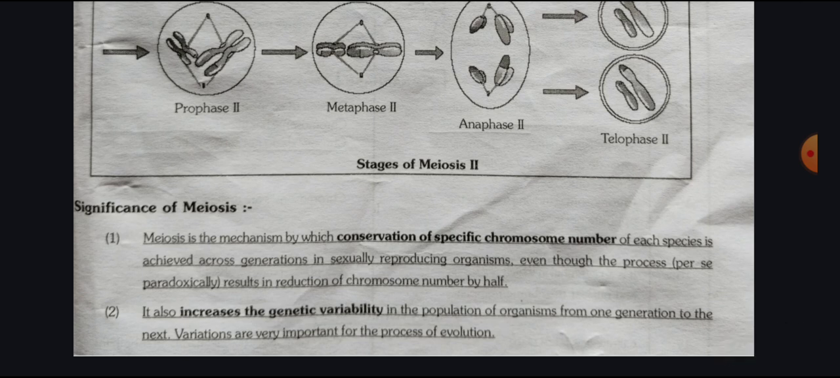Significance of meiosis. Number one, meiosis is the mechanism by which conservation of a specific chromosome number of each species is achieved across generations in sexually reproducing organisms, even though the process paradoxically results in reduction of chromosome number by half. Number two, it also increases the genetic variability in the population of organisms from one generation to the next. Variations are very important for the process of evolution.